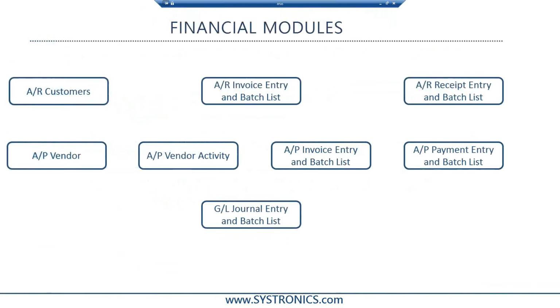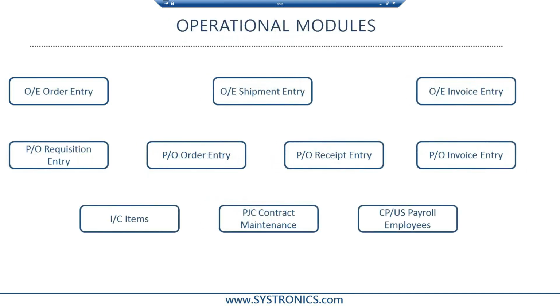Currently, more than 20 applets are listed on the SYSTRONICS website. The applets include the main master data and transactions in the Sage 300 financial and operational modules. Here is the list of available applets in the financial modules. As you can see, it includes the AR module, AP module, and GL module. And here is the list for the operational modules: the OE module, PO module, and IC module, also PGC and Canadian and US payroll modules.